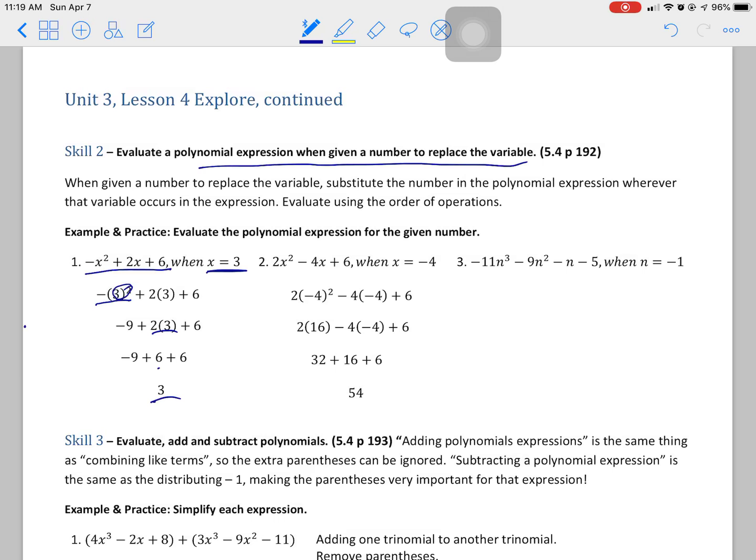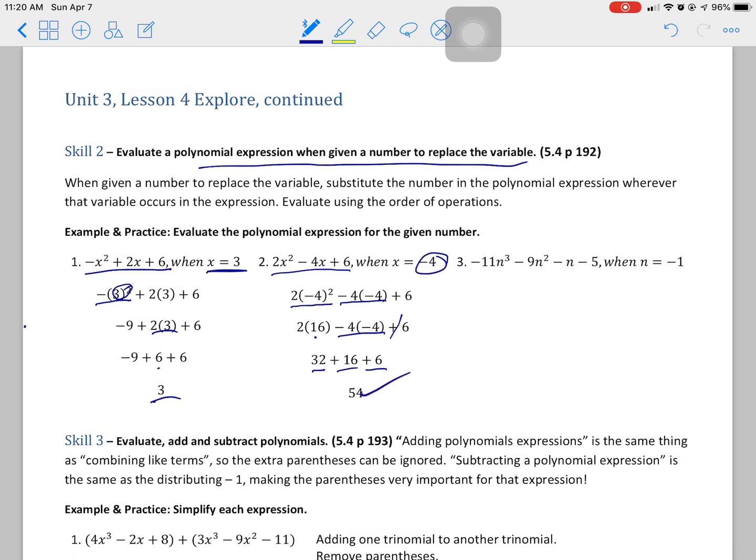Okay? Number 2 says, here's my trinomial. Put a negative 4 in. This is why I like the parentheses. Look at this right here. So negative 4 times negative 4 is a positive 16 times 2 is 32. Negative 4 times a negative 4 is a positive 16. The 6 didn't get touched. Now we add them all together. And let me just check that. 32 plus 16 plus 6 is 54.